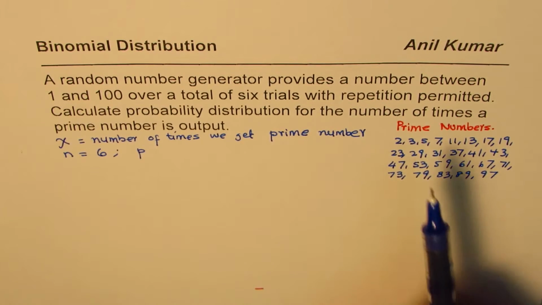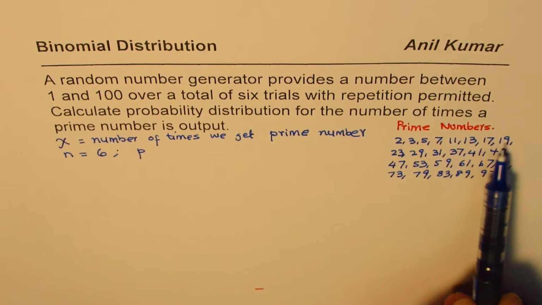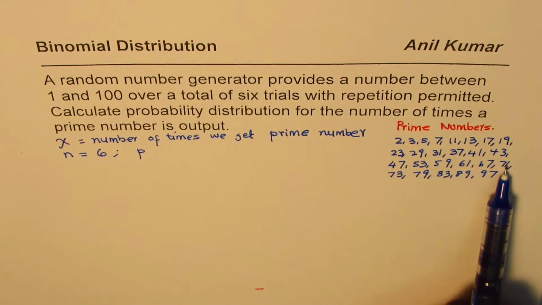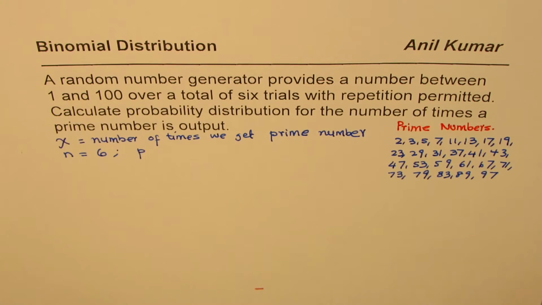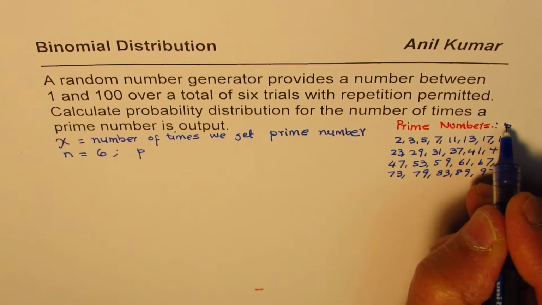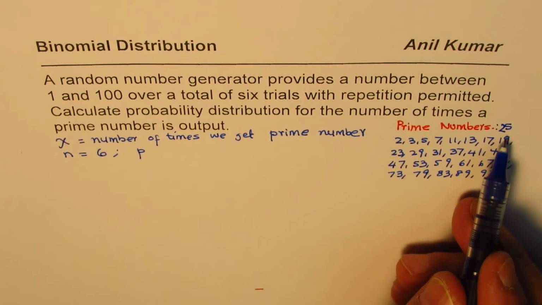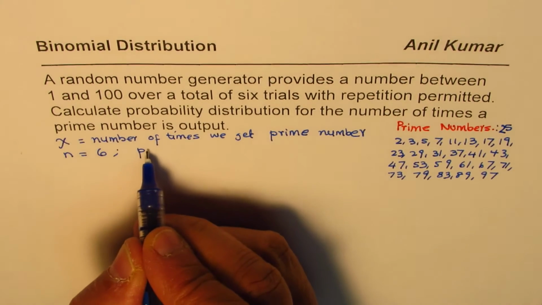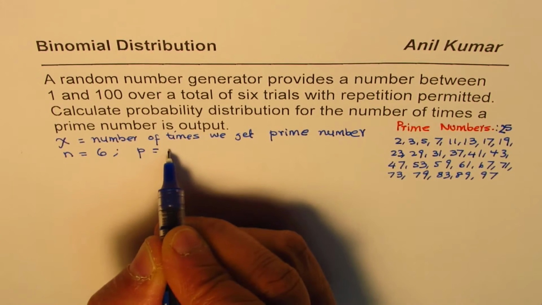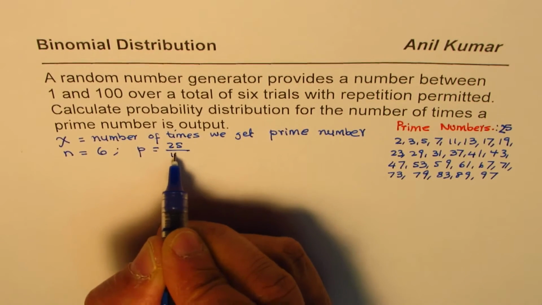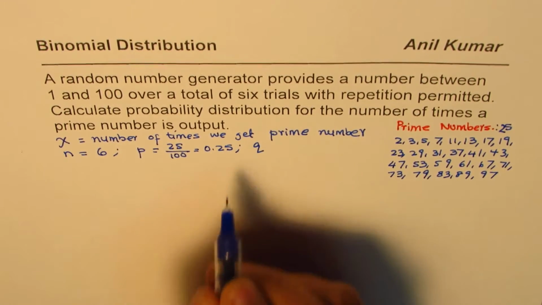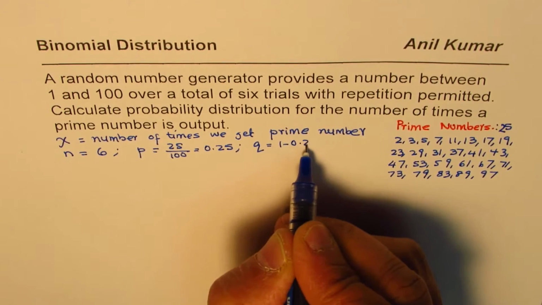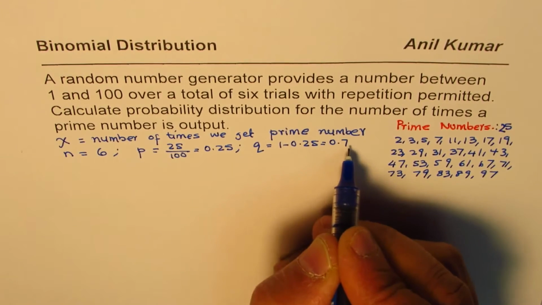So let's count them. We have 1, 2, 3, 4, 5, 6, 7, 8, 9, 10, 11, 12, 13, 14, 15, 16, 17, 18, 19, 20, 21, 22, 23, 24, 25. So we have included all of them. So prime numbers are 25 in all. So out of 100 numbers, 25 primes gives us probability of success as 25 over 100, which is 0.25, and that also gives you the probability of failure, which is 1 minus 0.25, and that is 0.75.